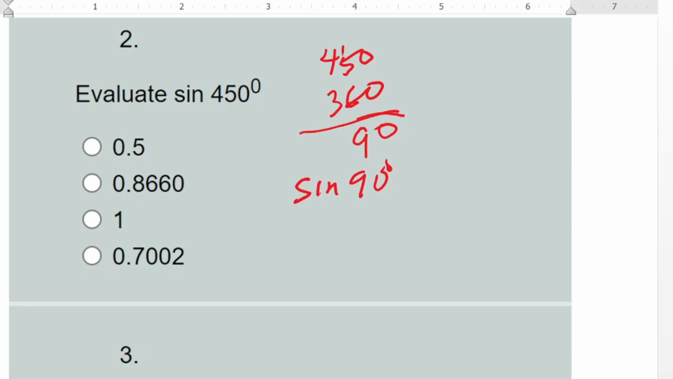In the first quadrant. And sine is positive in the first quadrant. So, sine 90 is equal to what? 1. Sine 90 is equal to 1. So that is that on that one.